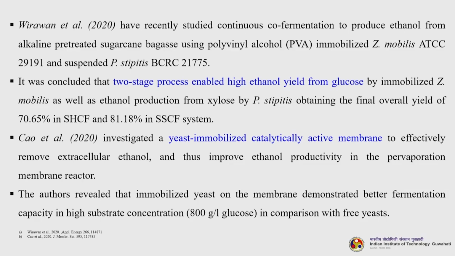Quite a significant improvement. Now, Cow et al. investigated a yeast immobilized catalytically active membrane to effectively remove extracellular ethanol and thus improve ethanol productivity in the pervaporation membrane reactor. It is simultaneously getting removed so that there will be less inhibition. The authors revealed that immobilized yeast on the membrane demonstrated better fermentation capacity at high substrate concentrations, almost 800 grams per liter of glucose, in comparison with free yeasts.